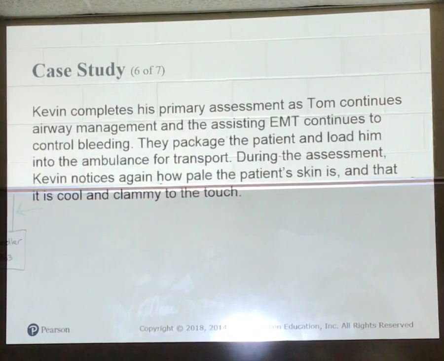All right, Kevin completes his primary assessment as Tom continues airway management, and the assisting EMT continues to control bleeding. They package the patient and load him into the ambulance for transport. During the assessment, Kevin notices again how pale this patient's skin is and that it is cool and clammy to the touch.